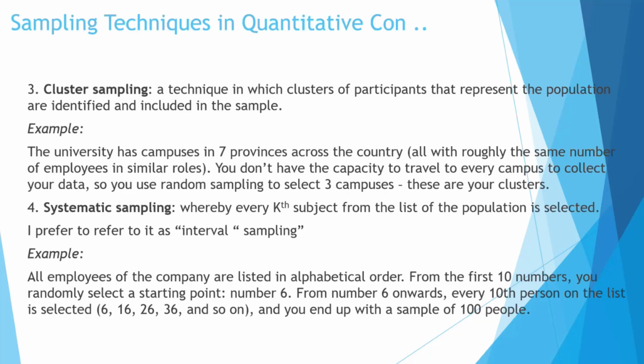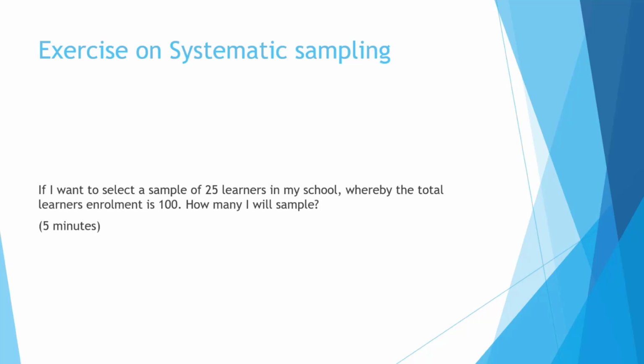Remember, this is a systematic sample, whereby every certain number of subjects from the list of the population is selected. All right, like we've given an example here. So let's see how you can apply the systematic sampling technique in this example. I say, if I want to select a sample of 25 learners in my school, and the total enrollment is 100, how will I apply that systematic sample? And how many will I sample? Does it make sense, colleagues?